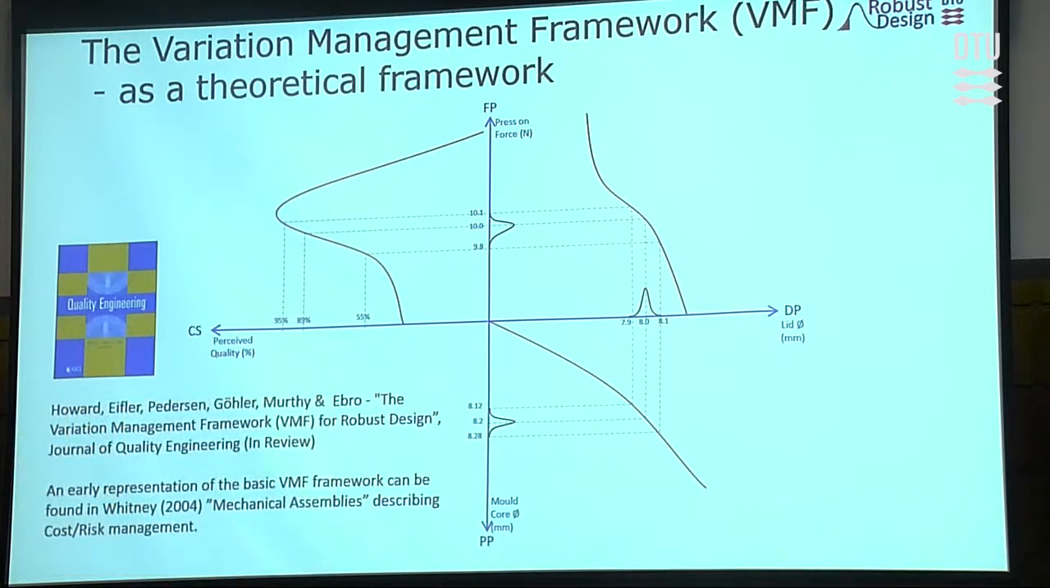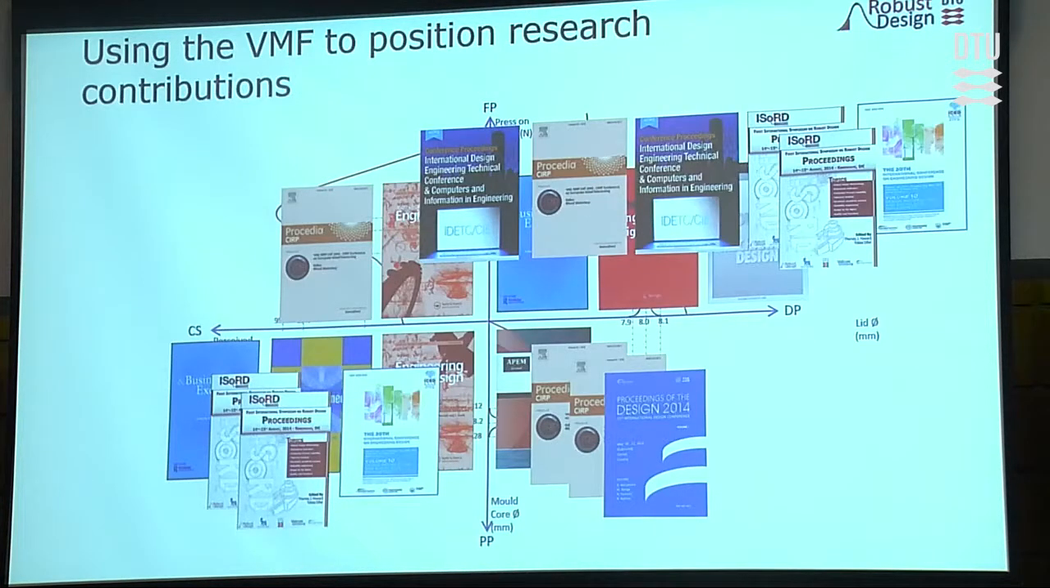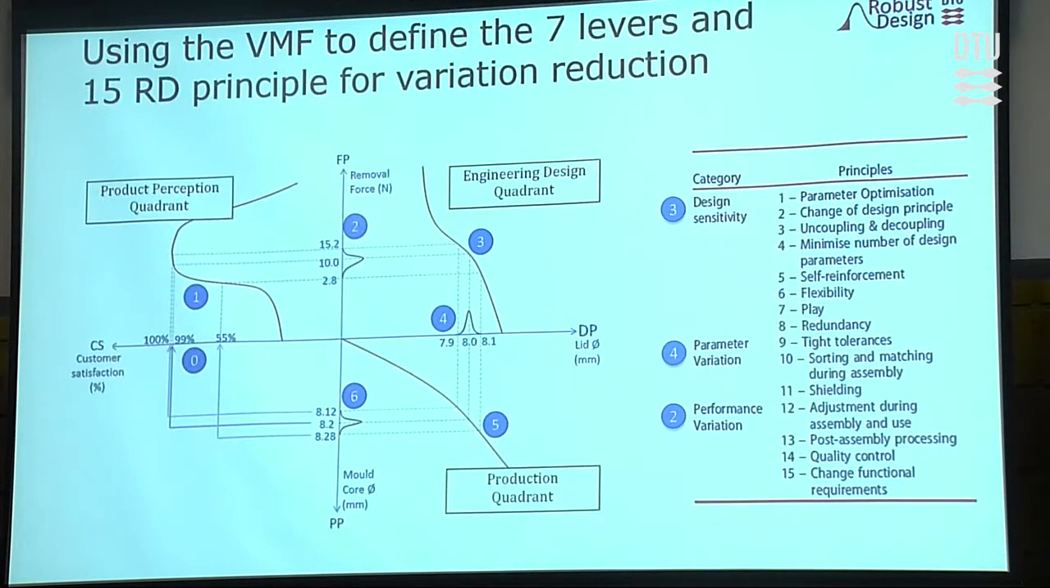Now, as I say, this is coming in a forthcoming publication, but about 2 weeks ago, we also found a diagram in Dan Whitney's book in 2004, which is remarkably similar to this, describing the cost-risk management process. Now we've used it to position our research outputs. We've also used it to position the different levers available for us. So when we want to have some kind of mitigating step in order to improve quality, there are basically, as we've defined it, only 7 levers available to you to improve quality. And these are at these 7 blue points.